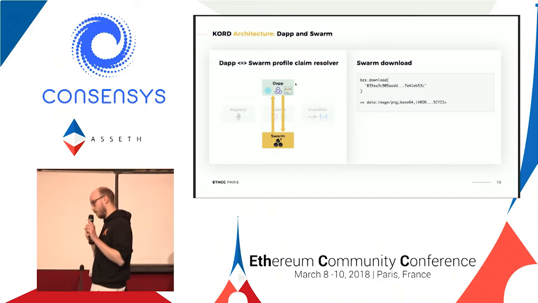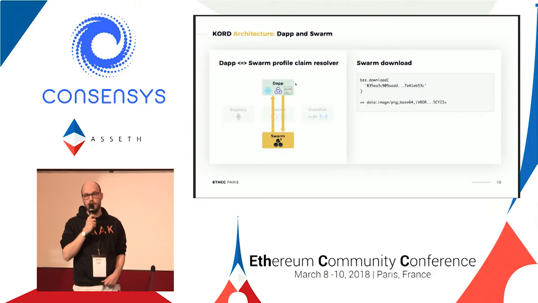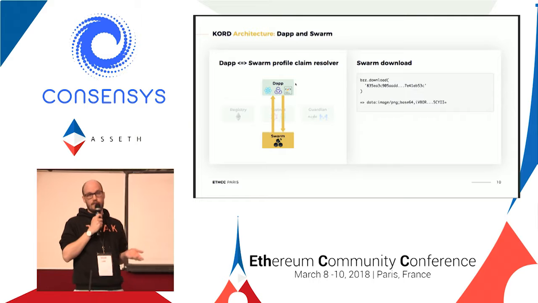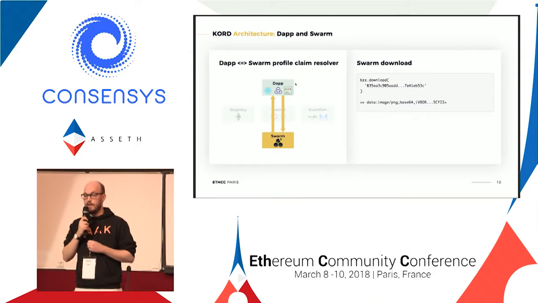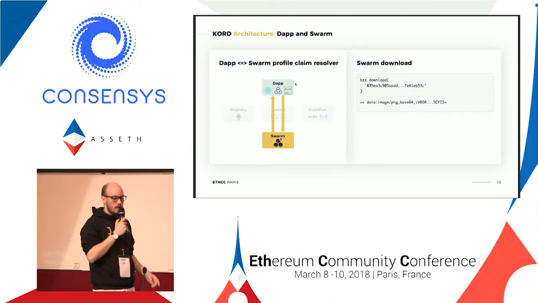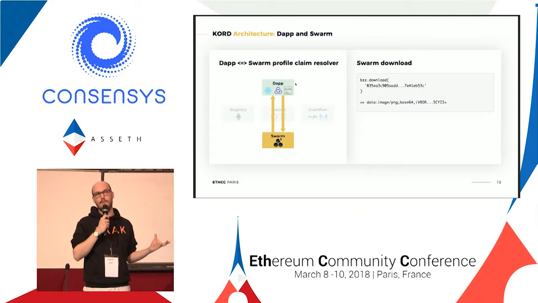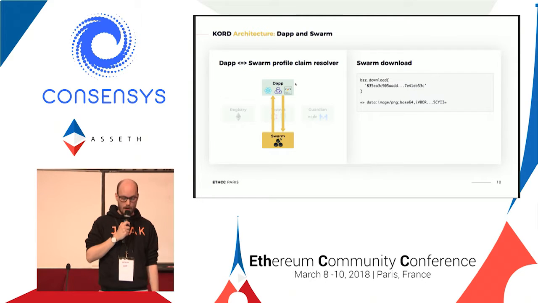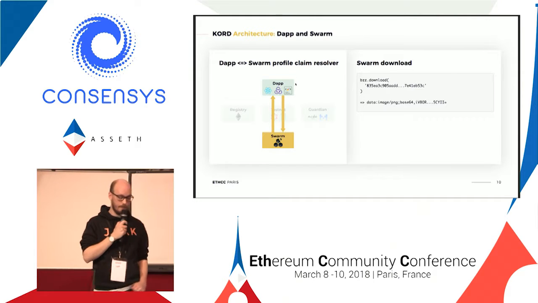So as I mentioned in the walkthrough, profile data are essentially self-signed claims. And the raw data itself, so the image or a piece of text, that's stored on Swarm. And the hash that we get back from Swarm makes up the claim value. And that's what's actually stored in the user's graph. And then a Dapp can just fetch that data from Swarm and render it as per usual.